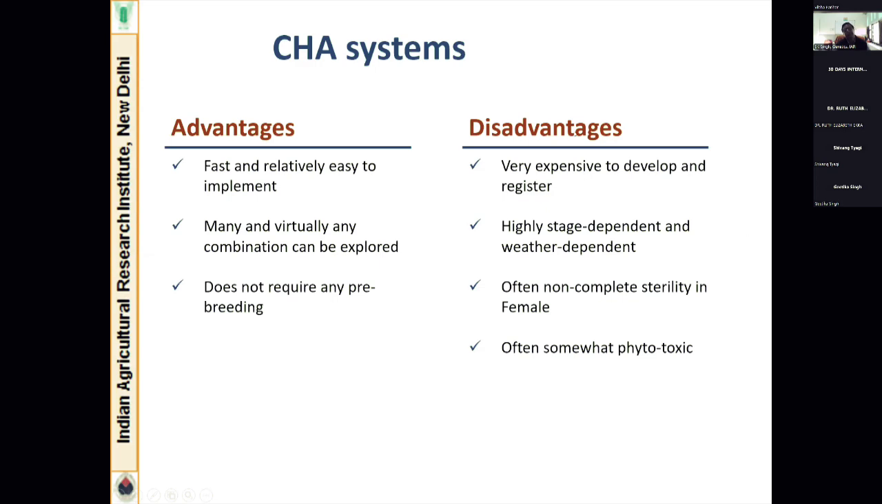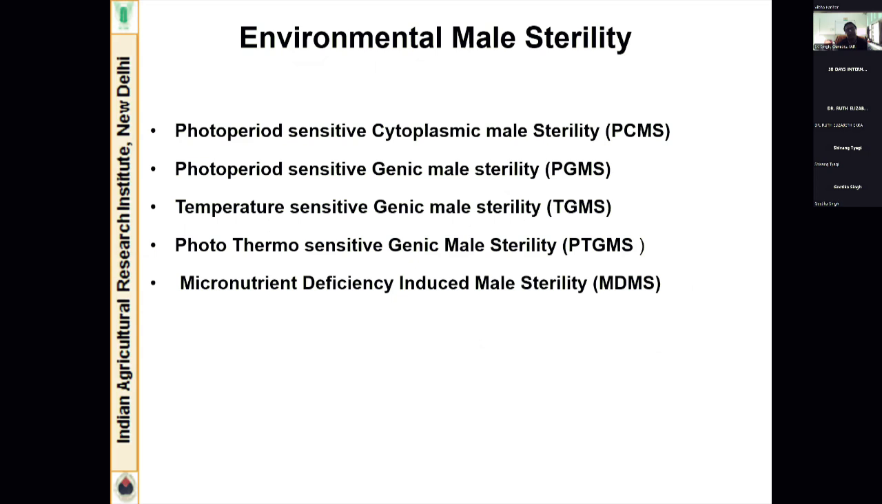But there are some disadvantages also. It is very expensive to develop, highly stress dependent and weather dependent, often non-complete sterility occurs, and phytotoxicity is another issue of concern. So it is not much used in Indian conditions. In environmental male sterility, there is PCMS, PGMS, TGMS, PTGMS, and MDMS, which you must have read somewhere in the books.